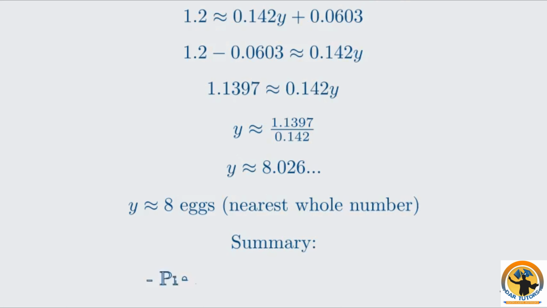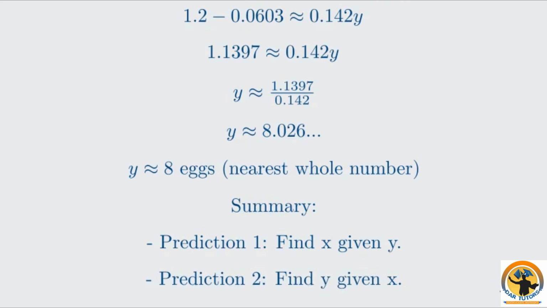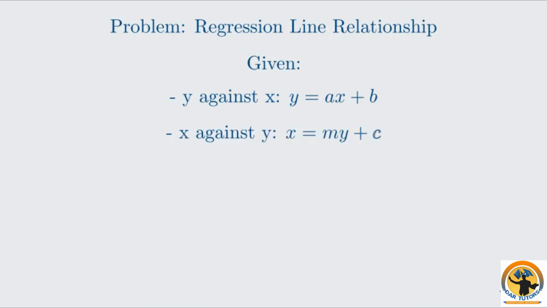These 2 calculations show how to use the regression equation for both forward and reverse predictions. Now, let's tackle a more conceptual problem often found in IB HL exams. We're given the equations for both regression lines. y against x is y = ax + b, and x against y is x = my + c.